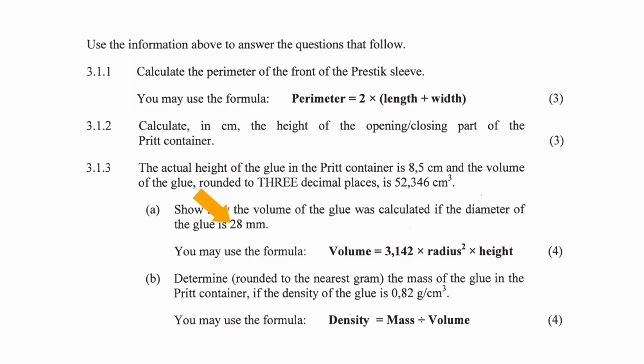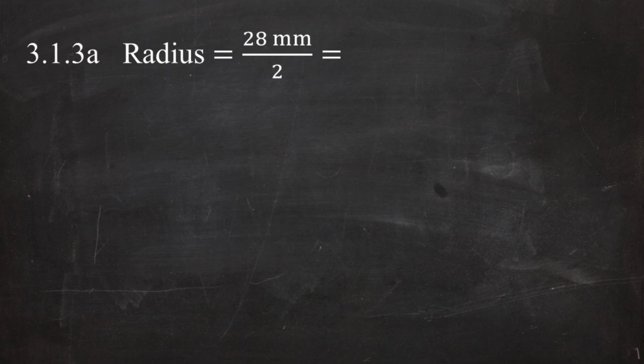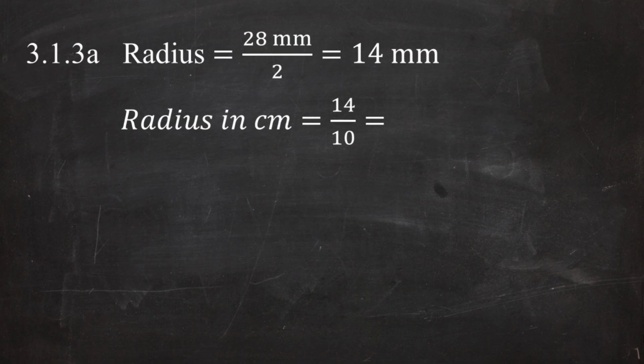We are given the diameter of the container, but the formula given requires us to input the radius. We know that the radius of a container is half its diameter, so the radius of the container equals the diameter of the container of 28 millimeters divided by 2, and this equals a radius of 14 millimeters. Now we also know that there are 10 millimeters in 1 centimeter, so 14 millimeters will be equal to 14 divided by 10, and this equals 1.4 centimeters.